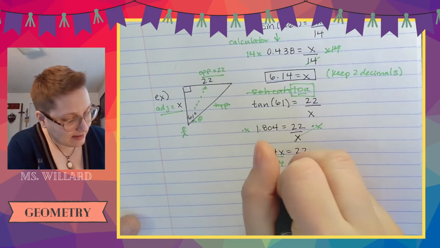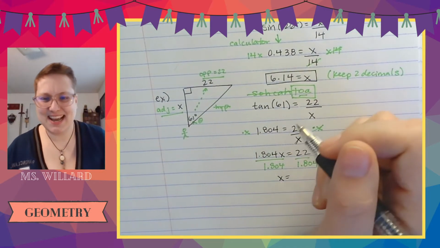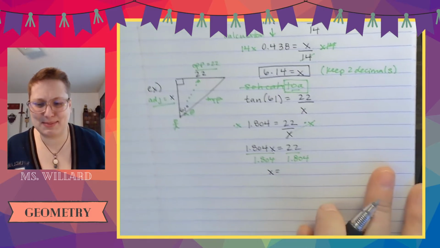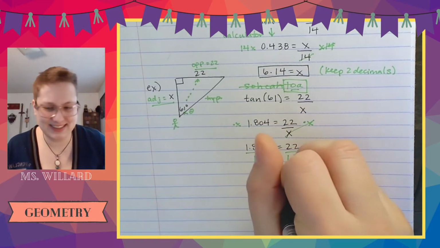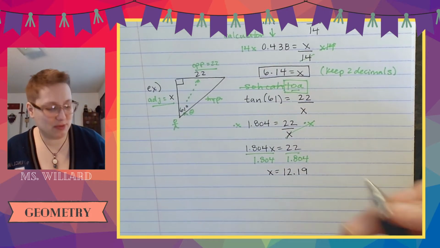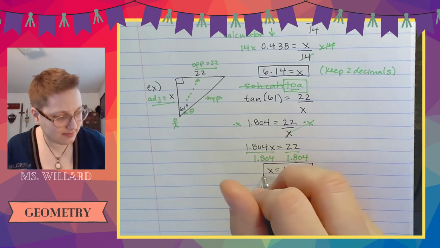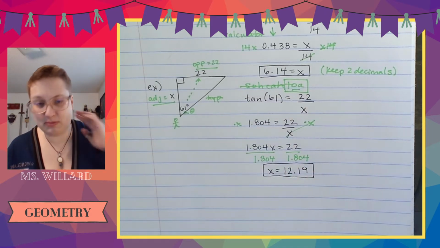Okay, so I get x equals, I don't know. I'm confused because I said it was going to be bigger and it's smaller, but you know what? It's fine. I'm not going to erase anything. I'm not going to pretend like I knew. So I get 12.19. So that's the side length of x.